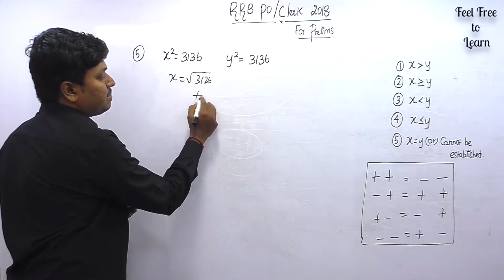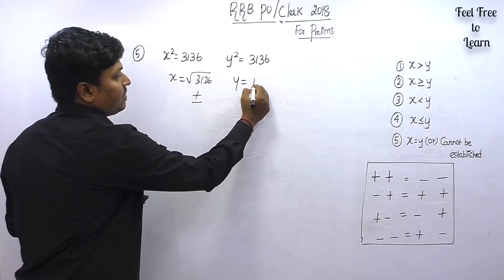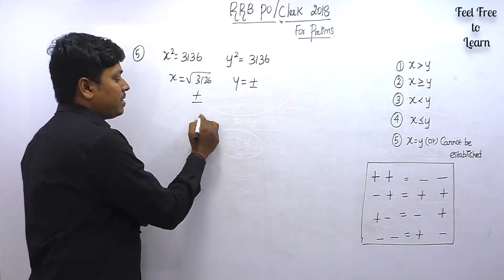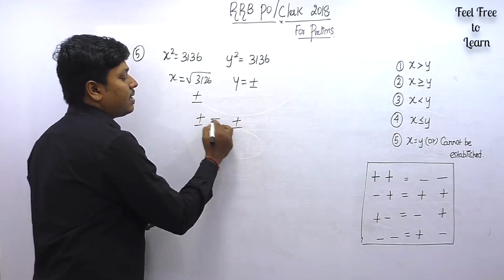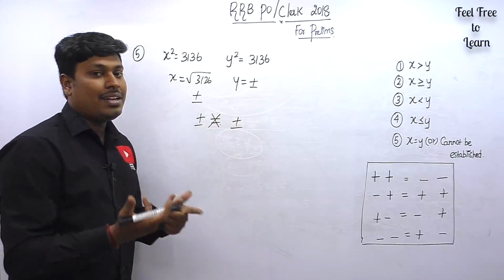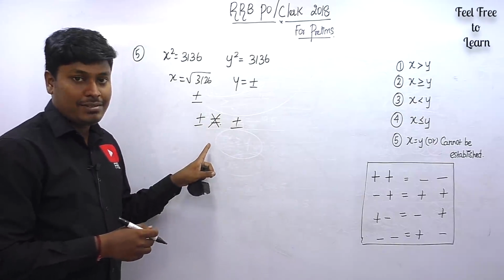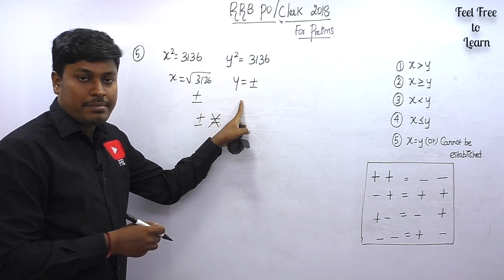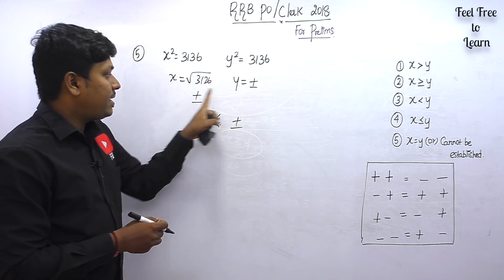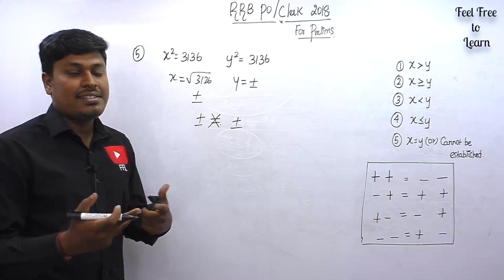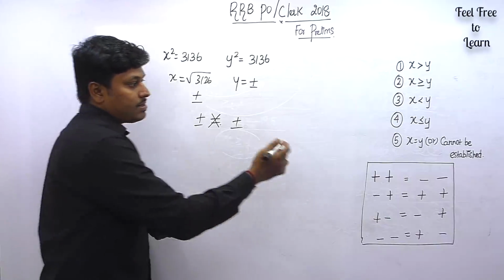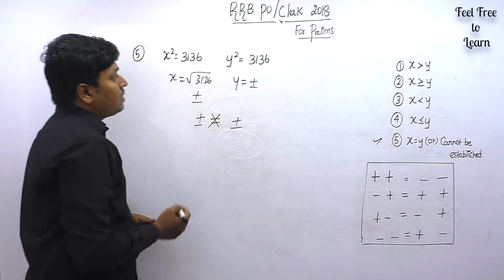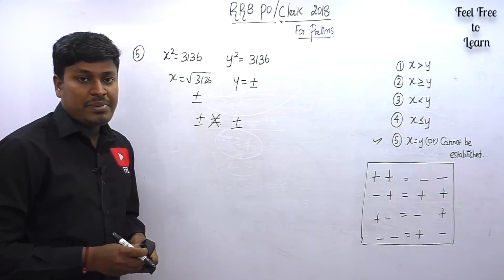We will get an answer in plus or minus. Similarly, for the y term we will get plus or minus. So always remember that with a plus or minus answer, the relationship cannot be established. You should not say equal to. Remember that plus or minus is not equal to. Plus or minus and plus or minus: the answer is relationship cannot be established. So the answer for question number 5, x and y, is relationship cannot be established.